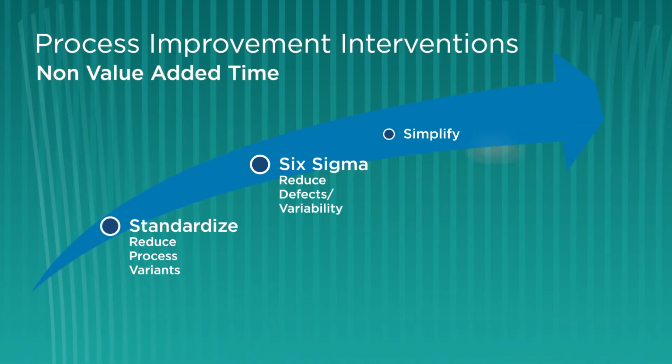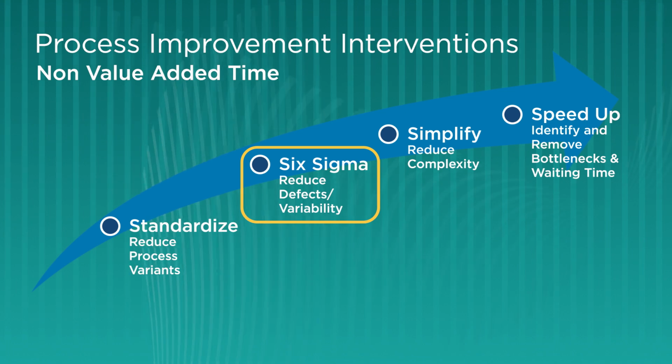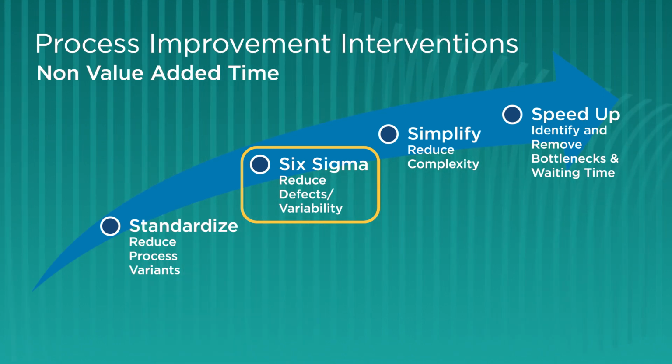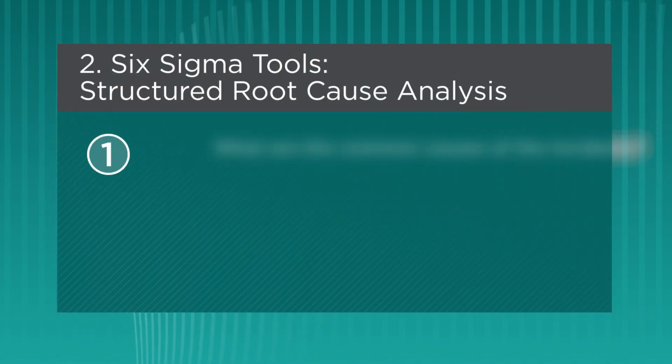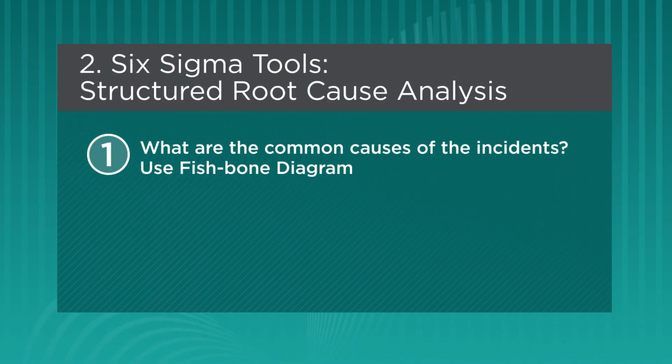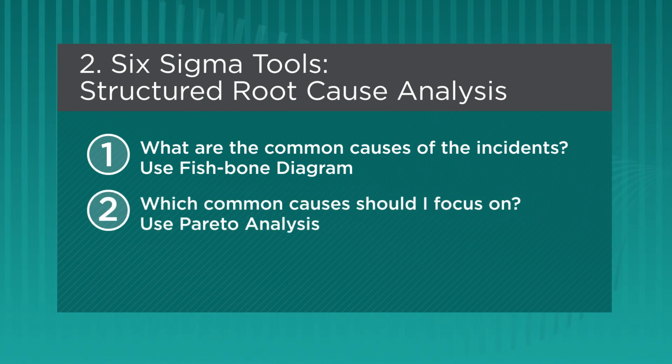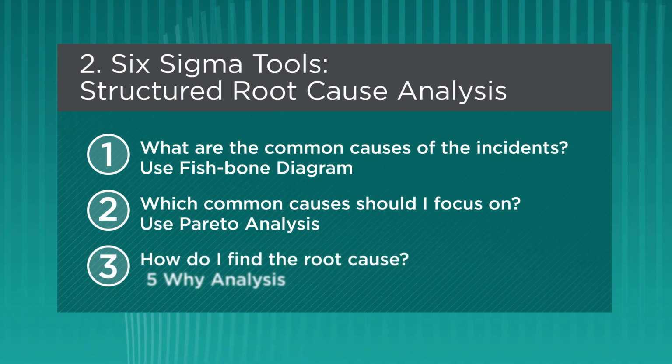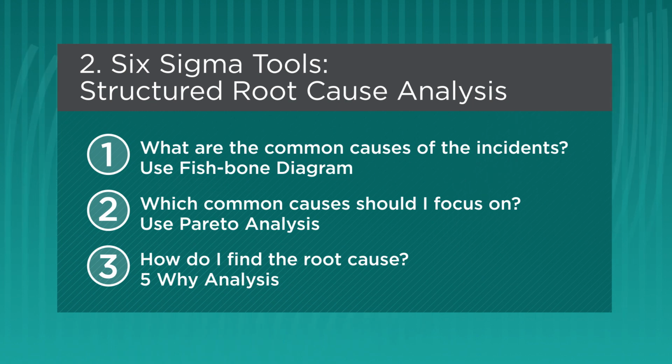Next, we will touch on Six Sigma, an area covered in a previous session. This is about reducing your defects and variability. As a review, this includes using a fishbone diagram to list your common causes of your incidents, applying Pareto analysis to decide what causes to focus on, and applying the 5 Why analysis to find the root causes. Remember that it's key to have an incident log where you can maintain a record of your incidents, as that creates a foundation for doing your analysis.